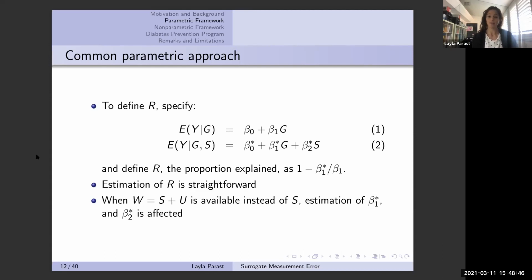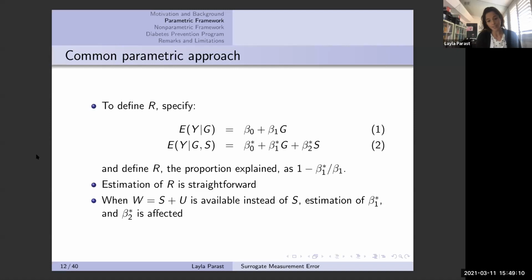On the flip side, if you fit that second model and beta 1 star is basically the same as beta 1, then 1 minus that ratio will be close to 0, and the surrogate is really not capturing anything. So the estimation of R is obviously straightforward. You just fit those two models and get your estimate for R.